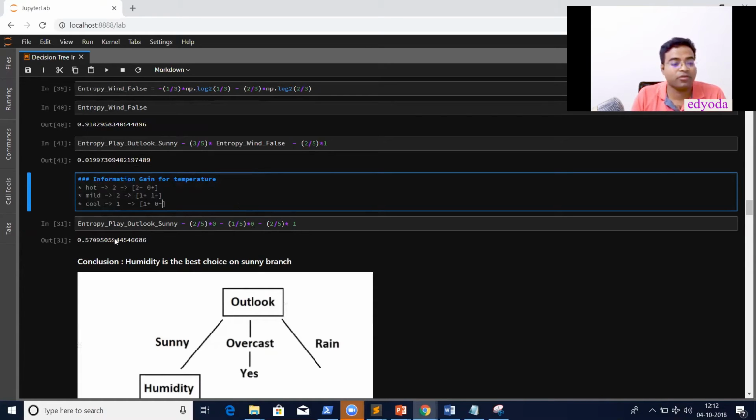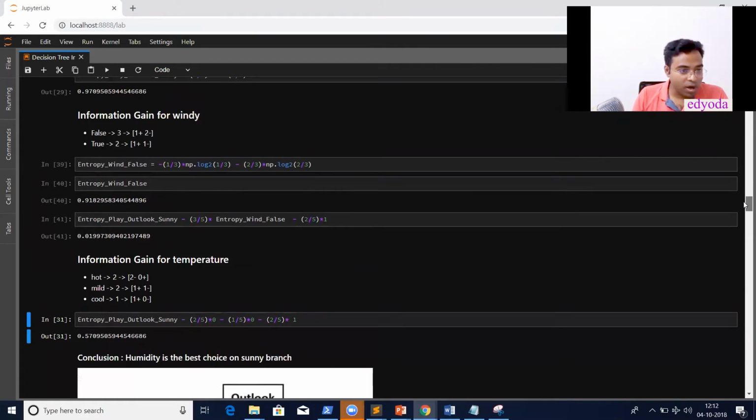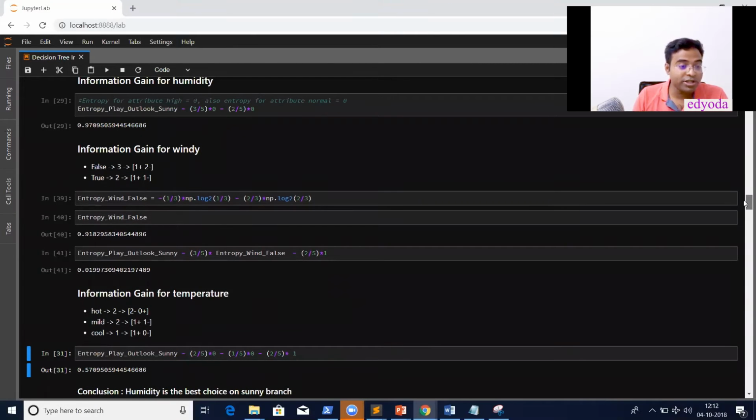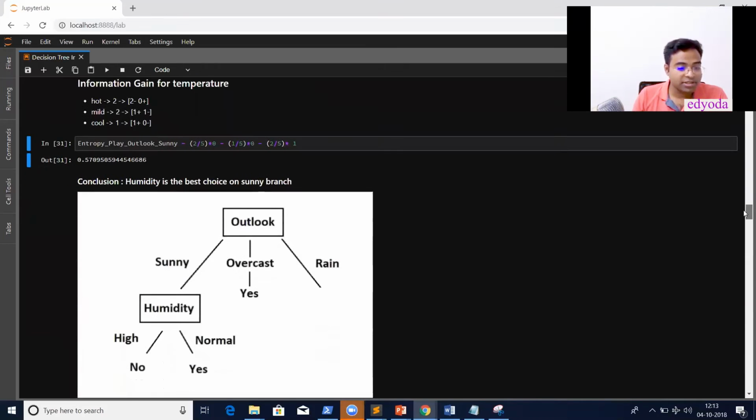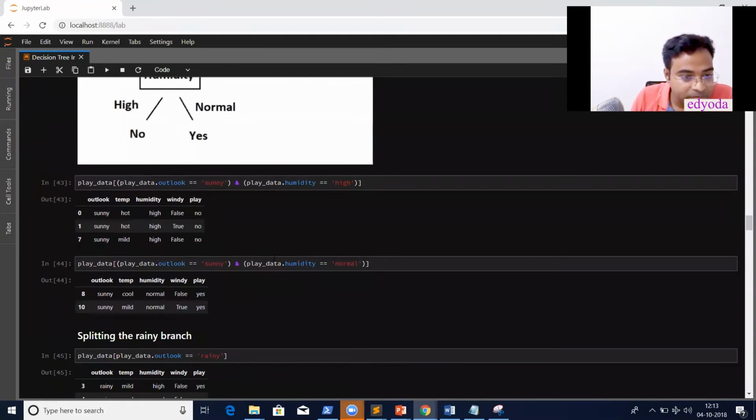So on doing this calculation, we found this 0.57. Okay, so what we can see out here is the entropy for temperature is 0.57, wind is 0.19, and humidity is pretty high, 0.97. So that's the answer. You can see that's the answer over here. You do the same way for the data which is under rainy.